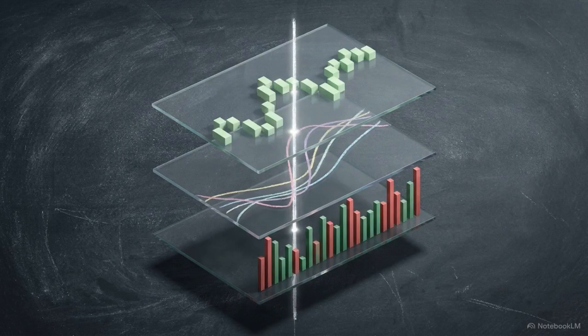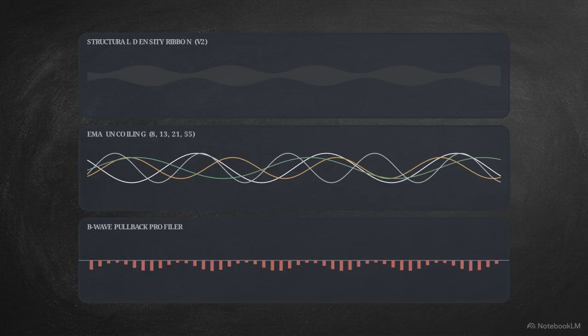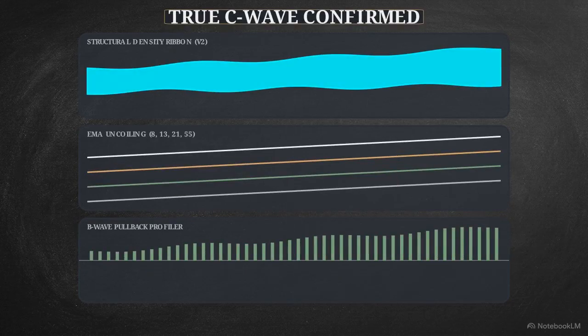Technical momentum is the result of synchronization across multiple data layers, specifically where price structure, moving average states, and underlying velocity align simultaneously. For an institutional algorithm to confirm a move, it requires alignment across the structural ribbon, the uncoiling of moving averages, and a specific shift in subchart velocity.